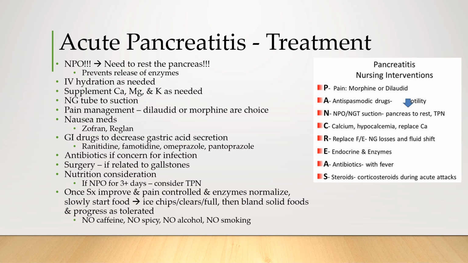If they're still having some nausea issues, we can do antiemetics, your Zofran, your Reglan, and some GI meds to decrease gastric acid. So one of the big ones you'll see them on is a Protonix drip, and Protonix drip decreases the acid production. And occasionally we do check the stools just to make sure that there's no blood in the stools. And if there's no blood in the stools, we kind of know that the Protonix is doing its job.